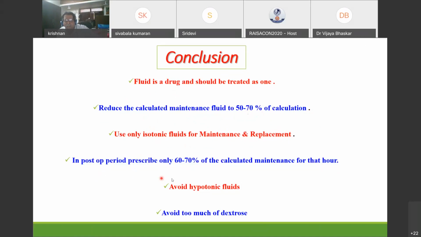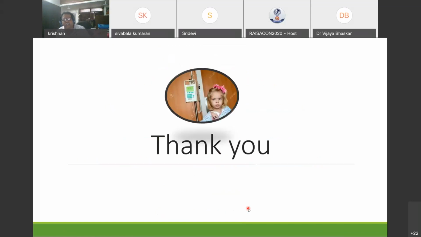Post-operative period, because of ADH, again give only 70% maintenance plus whatever is lost per that particular hour, like urine output, NG tube or drain. Avoid hypotonic fluid even for the post-operative fluid. Dextrose is necessary, but the requirement is only 200 milligram per kg per hour. So too much dextrose will kill the brain. So avoid dextrose-containing fluid. If there is a requirement, you can create a dextrose-containing fluid and give it to the patient.